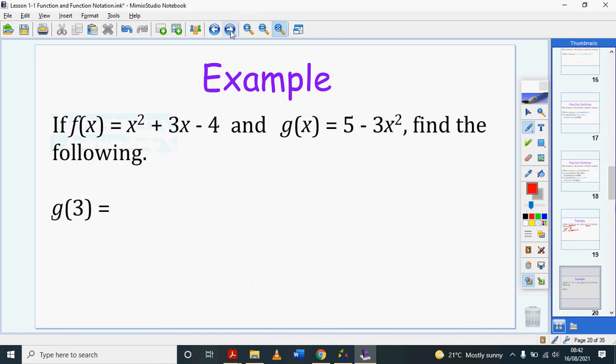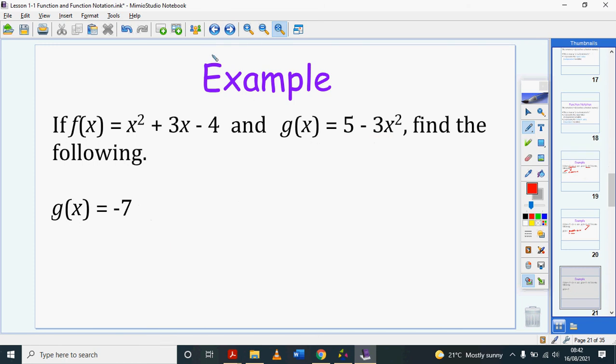What about g(3)? That means where I have x in this function, I'm going to substitute 3. So 5 minus 3 times 3 squared, which is 5 minus 27, which gives you, yep, good job people.